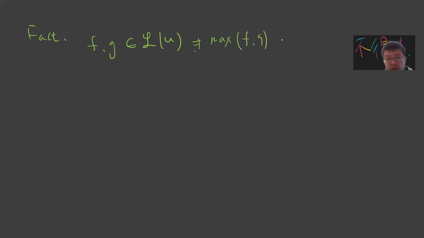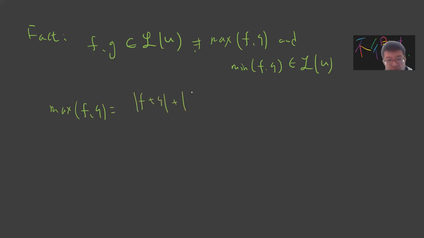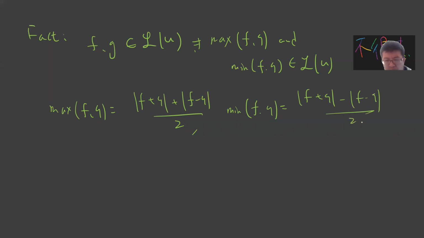And a fact, which is easy to prove: if f or g are all measurable, let me introduce a notation, L of mu to be all the functions which are measurable, then the maximum of f and g and the minimum of f and g are all measurable. The proof is very simple. The maximum of f and g is f plus g plus absolute value of f minus g, divided by 2. The minimum of f and g is f plus g minus absolute value of f minus g, divided by 2. These two are measurable.